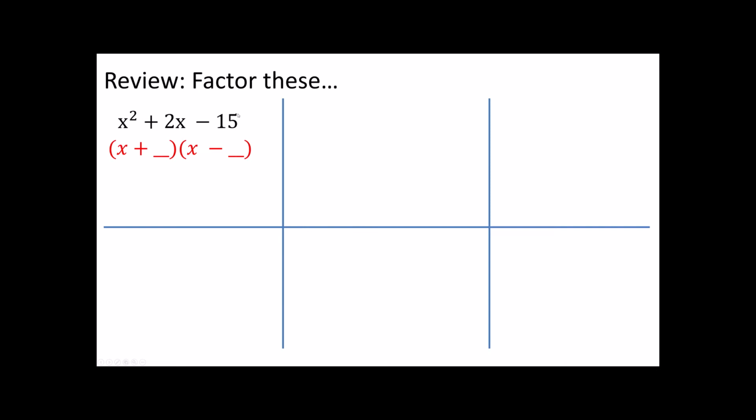So I need to find two numbers that multiply together to give me 15. 15 factors into a 5 and a 3 or a 1 and 15. So I'm going to plug those values in here, multiply these back together, and see which of those will give me the 2x in the middle. And of course, we end up with x plus 5 and x minus 3. If that seemed difficult or overwhelming to you, you probably need to go back and watch the video on factoring before watching this video. How about this one?